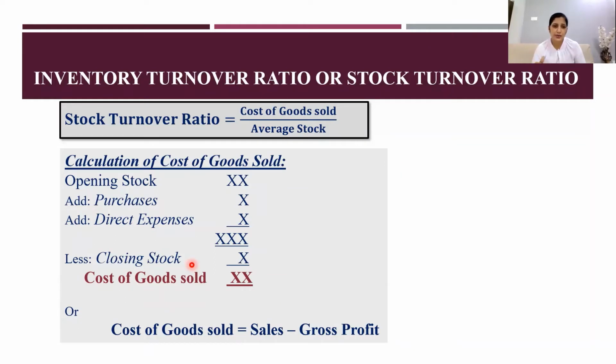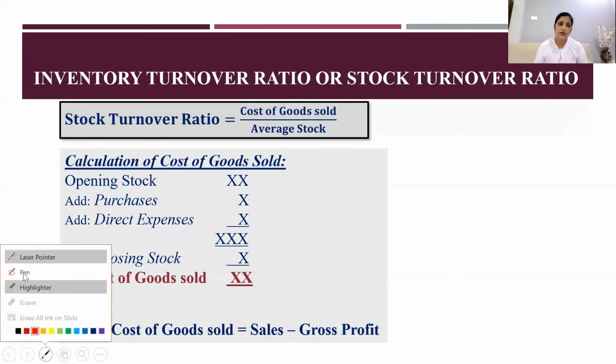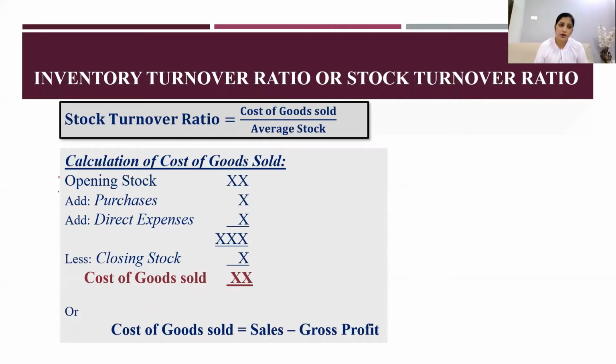Either you can use this method, and it depends on what type of data you have. If you have all these data, then you go for this calculation. But if you don't know this and you know sales and gross profit, then you can go for this. Cost of goods sold is equal to sales minus gross profit. That is the cost of goods sold. Clear about this? To calculate this ratio, you should compulsorily know how to find the cost of goods sold.